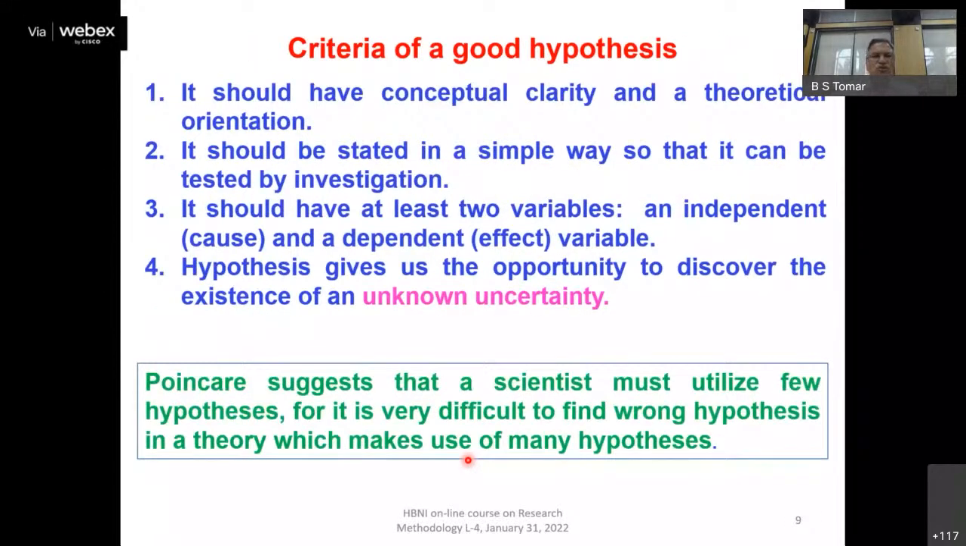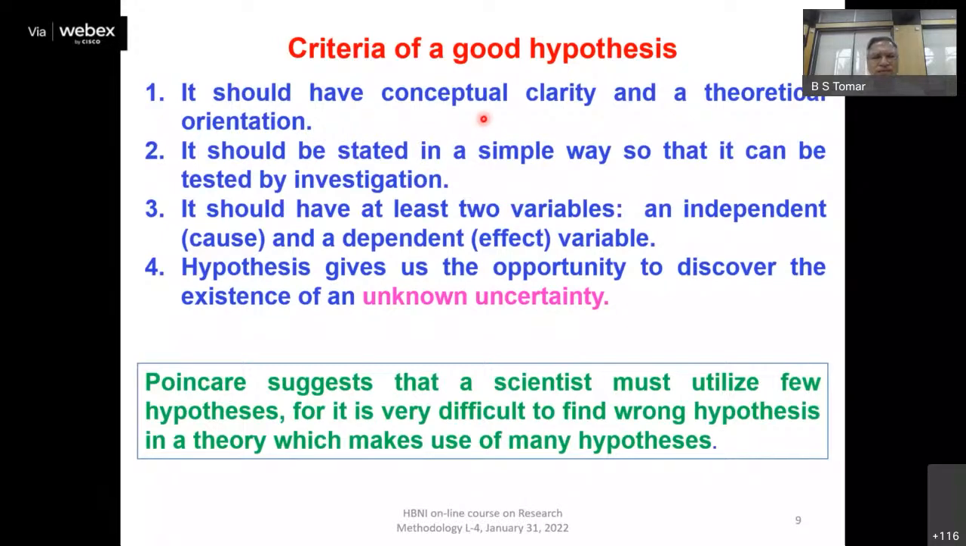Okay. So what are the criteria of a good hypothesis? A good hypothesis should have conceptual clarity and a theoretical orientation, because ultimately out of that research you are going to make some statement that will become a general statement, that will become new knowledge in science. So it should have a theoretical orientation, basic understanding of phenomena. It should be stated in a simple way so that it can be tested by the investigation.